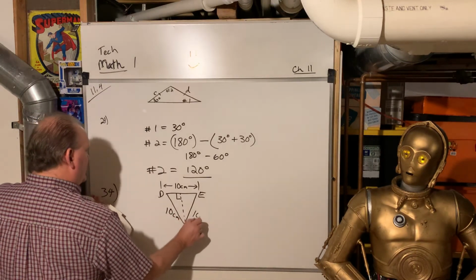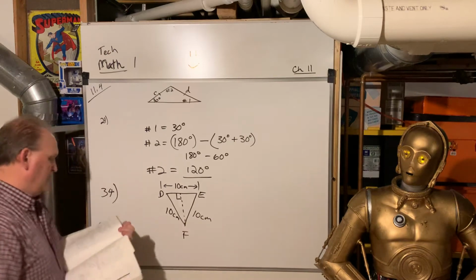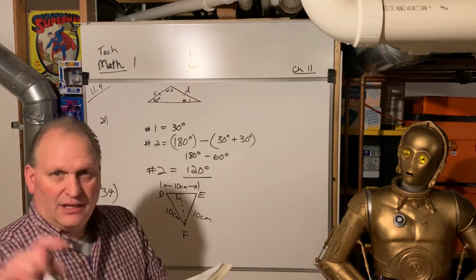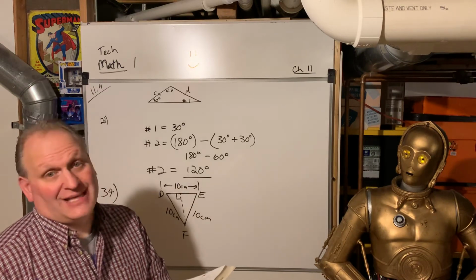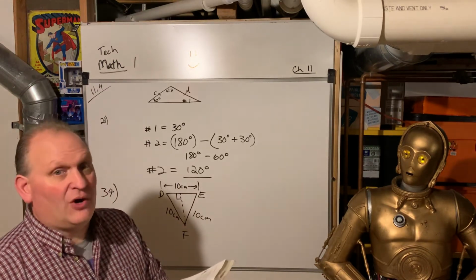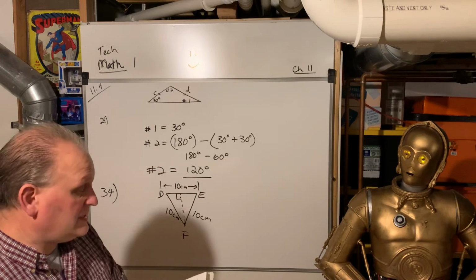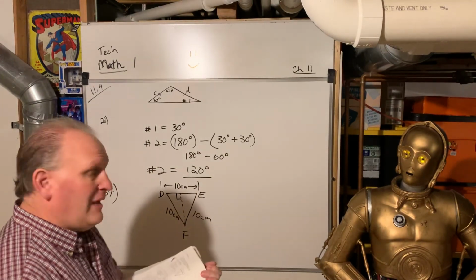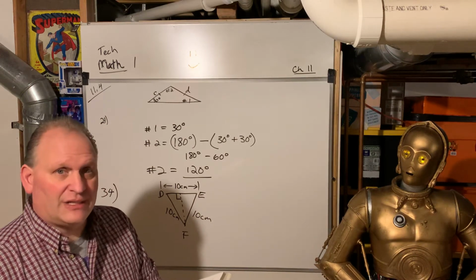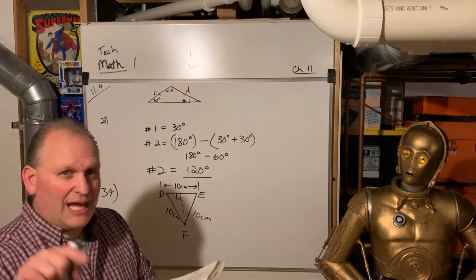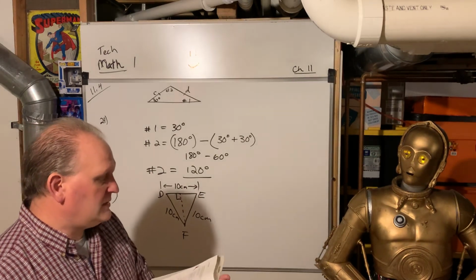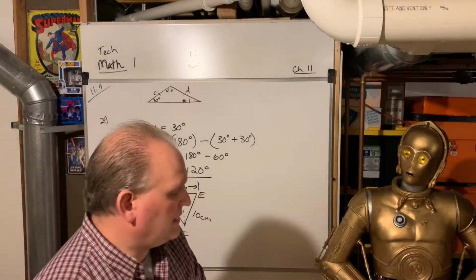Okay, so if all the sides are the same, then all the angles are the same. That's called an equilateral triangle. If it's equilateral, it means all sides same. So if all the sides are the same, all the angles are the same. If all the angles are the same and they have to add up to 180, well then you know anytime you have an equilateral triangle, regardless of how big or small it is, the angles are always going to be 60 degrees, 60 degrees, and 60 degrees. All right, so triangle DEF is an equilateral triangle.